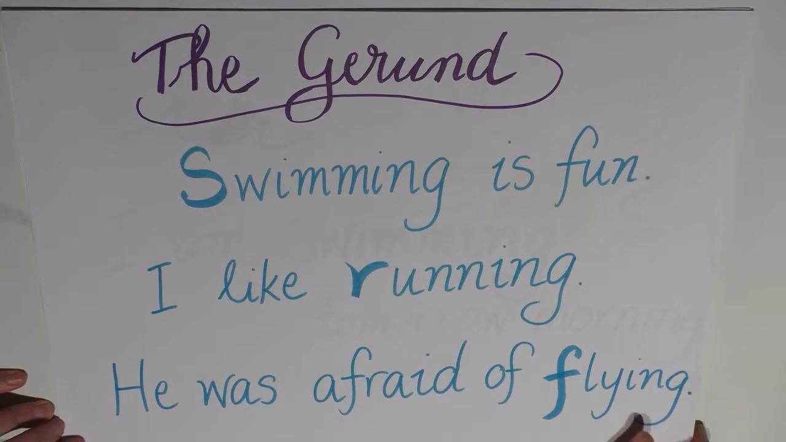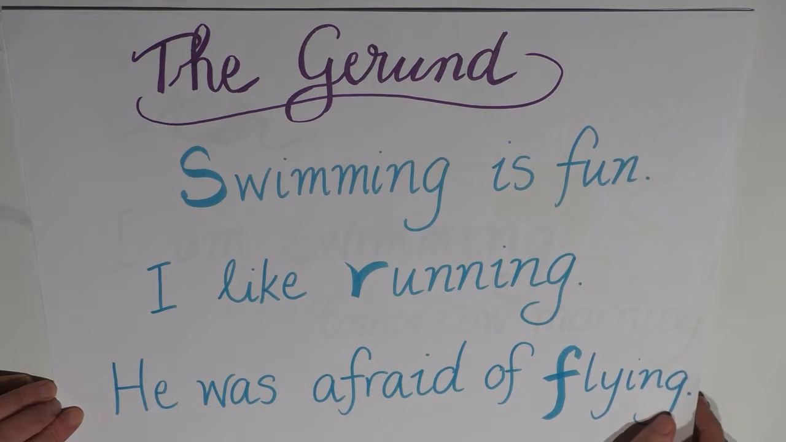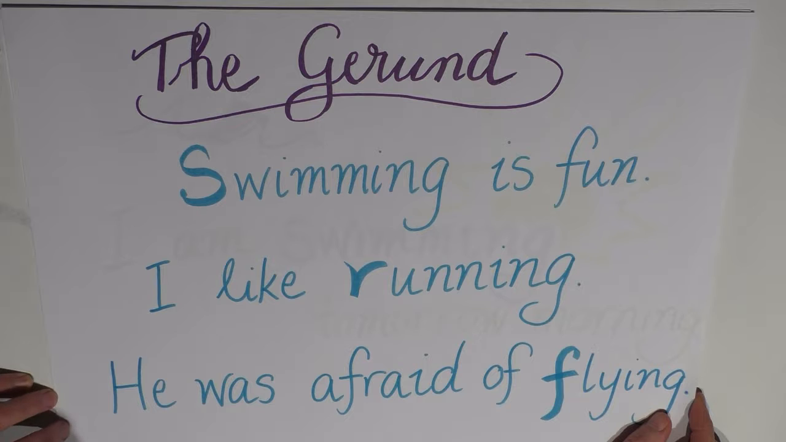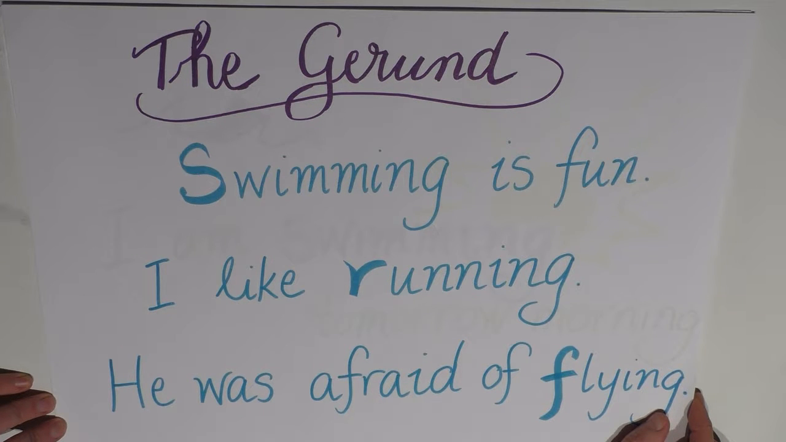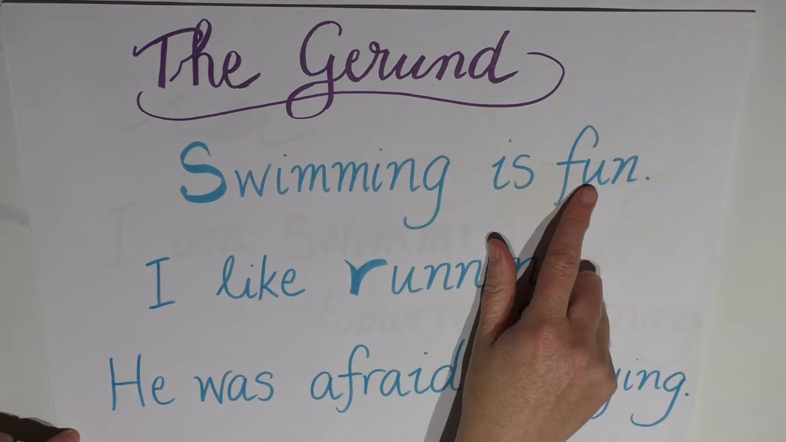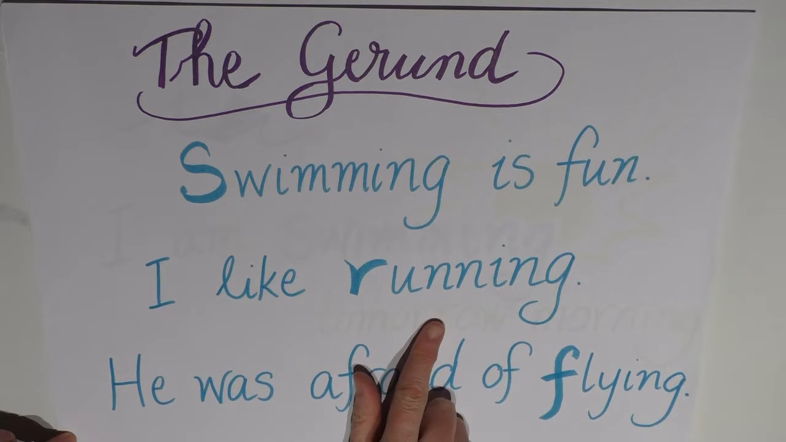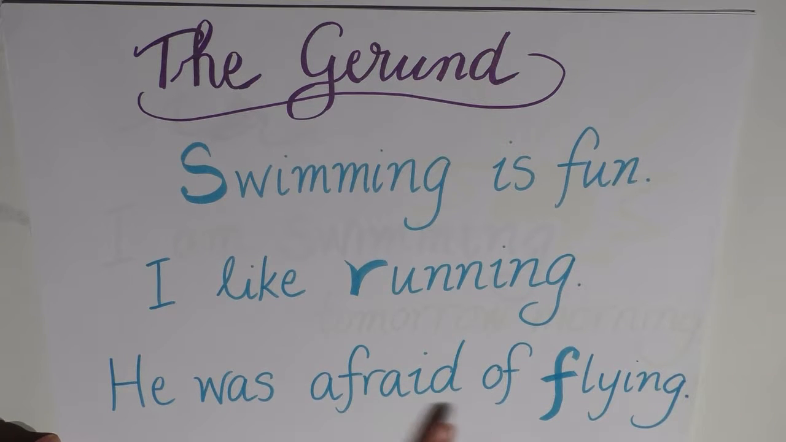Now the gerund looks like an ing verb, except that it's not functioning as a verb, it's functioning as a noun. Take a look at these three sentences here. We have swimming is fun, I like running, and he was afraid of flying. Now in these three sentences we have three different gerunds: swimming, running, and flying.